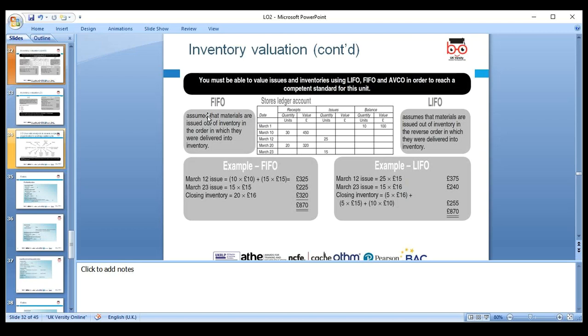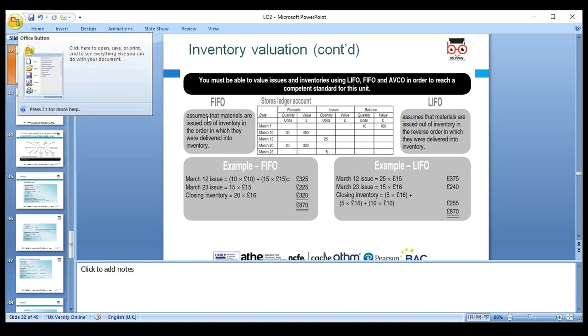The value of issue you will see here. So that's the value of issue. Total value of issue is 325, and we have closing inventory left of 320. So the total was 370. So that's the way we need to interpret it, and we need to look at the inventory evaluation methods we can use. Any question here? Any figures? Are we all okay?